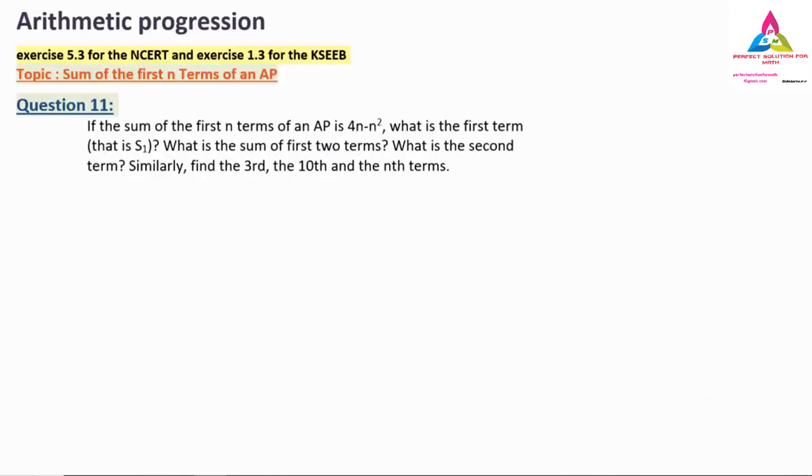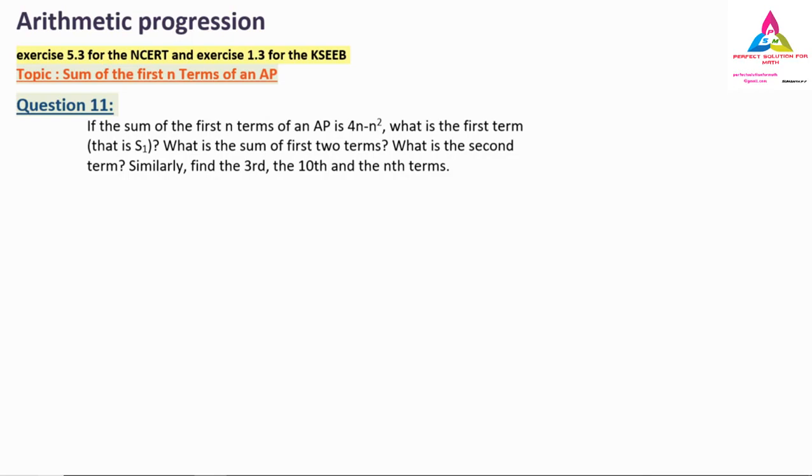Coming to question number 11, the question says that if the sum of the first n terms of an AP is 4n minus n square, what is the first term? That is S1. What is the sum of the first two terms? What is the second term? Similarly, find the third, the 10th and the nth terms.